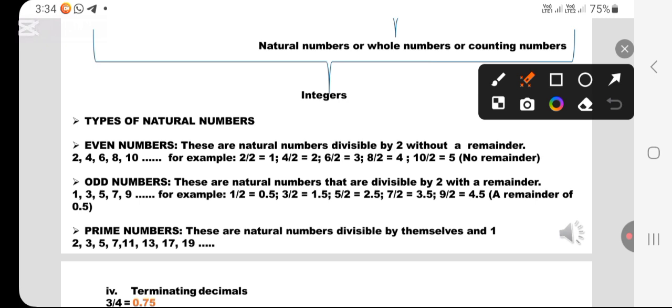2 divided by 2 will give you 1. 4 divided by 2 will give you 2. 6 divided by 2 will give you 3. 8 divided by 2 will give you 4. 10 divided by 2 will give you 5. That's how they continue. No remainder.